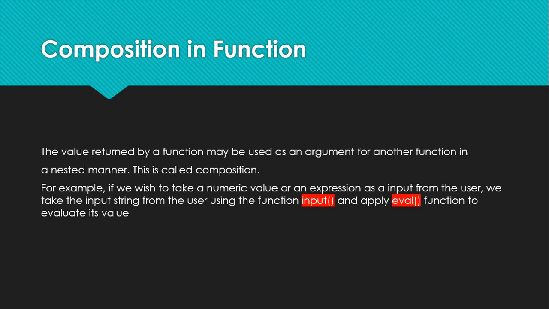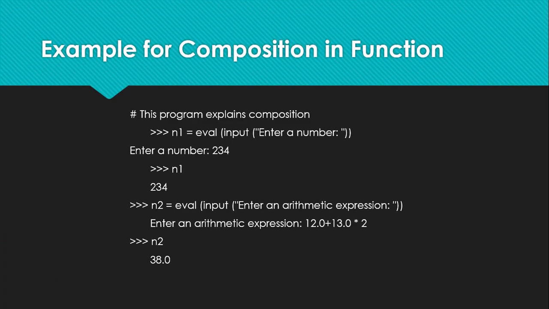If you wish to take a numeric value or an expression as an input from the user, we take it in the form of a string. To convert the string into an integer, we use an int function or eval function. Int function is used to convert one value, but eval function is used to evaluate an expression. Now look at the slide which comes following this. It's an example of composition in function. You can see the first hash symbol indicates it's a comment line. The second is an input statement, enter a number.